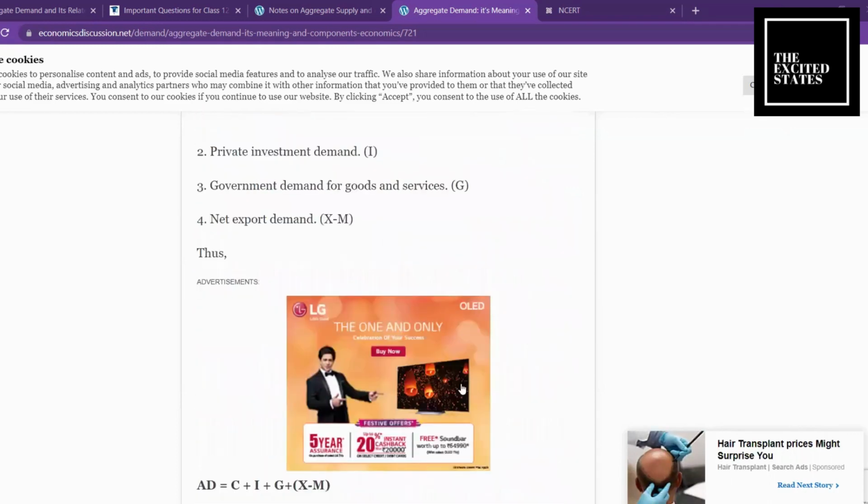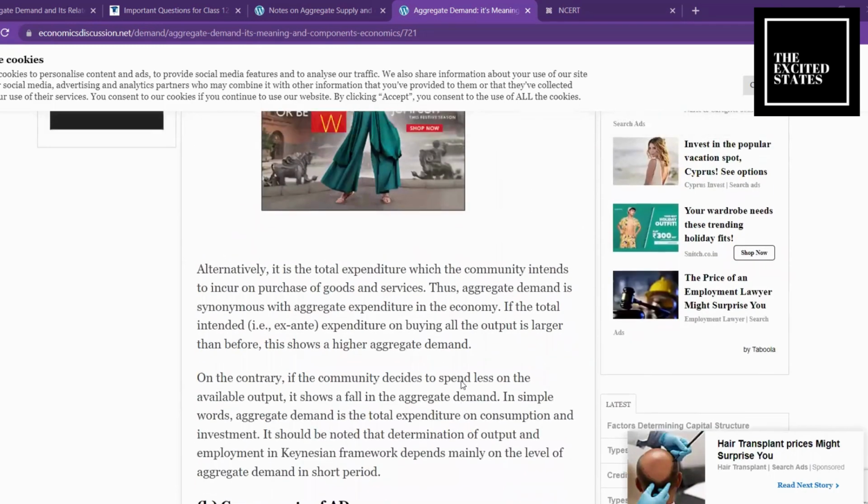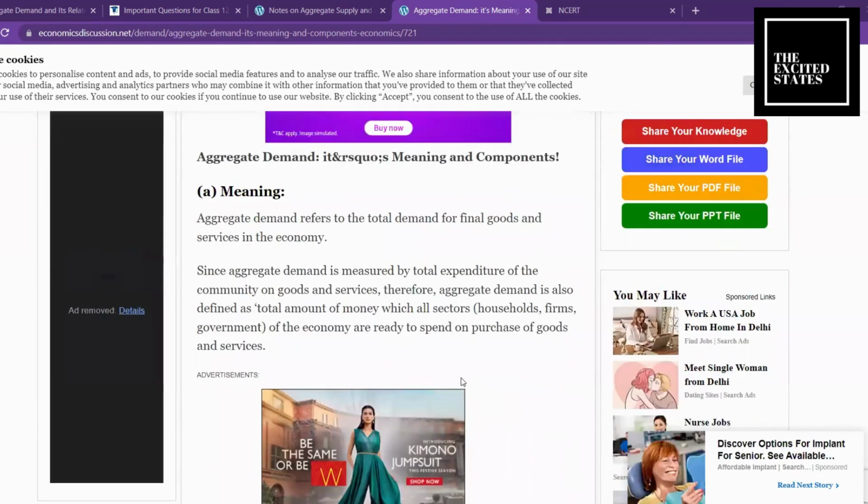Okay, see, as we know what is aggregate demand, here we have discussed that aggregate demand is measured by total expenditure of the community on goods and services. Therefore, aggregate demand is also defined as the total amount of money which all sectors of the economy are ready to spend on purchase of goods and services. Okay? Understood? यहाँ तक तो समझ आया? So ये तुम्हें समझ आया कि where this C comes from?